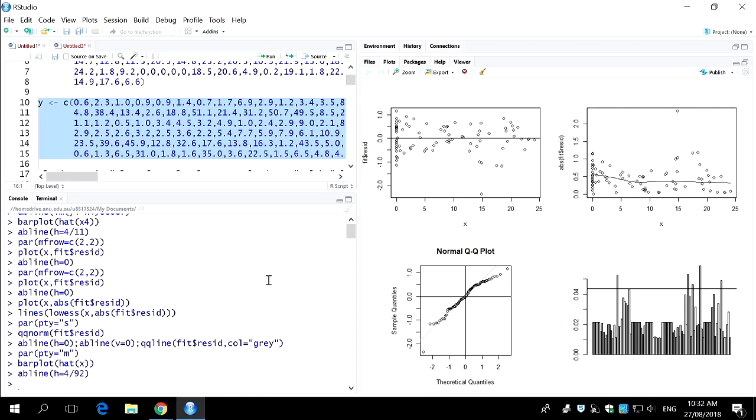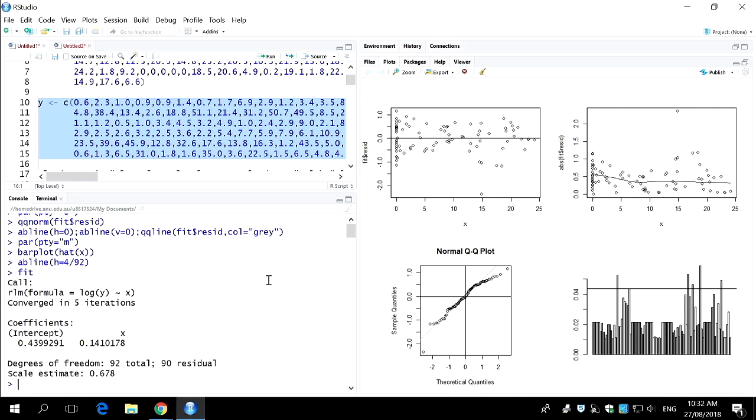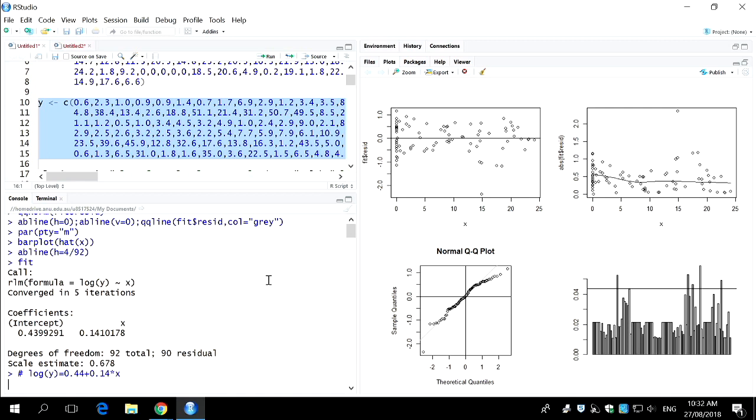So in this case, what's my model? My fit was this, okay? So I write down my model. My model is log y equals 0.44 plus 0.14 times x, okay? So that's my model. Not quite right. You'll notice I never write plus error at the end. The reason I don't write plus error is I fit the thing. Once you fit it, the error is assumed gone, okay?